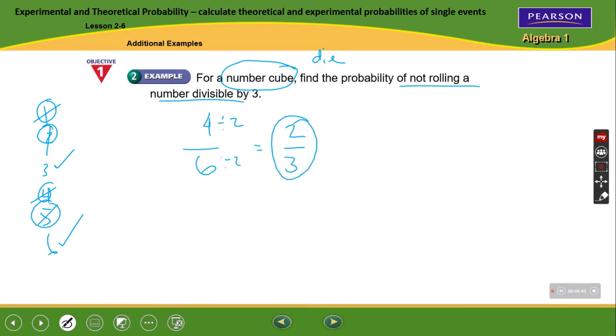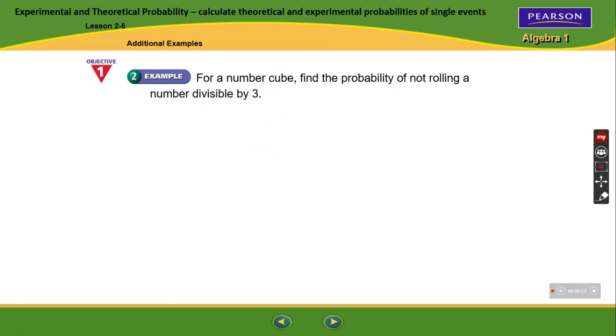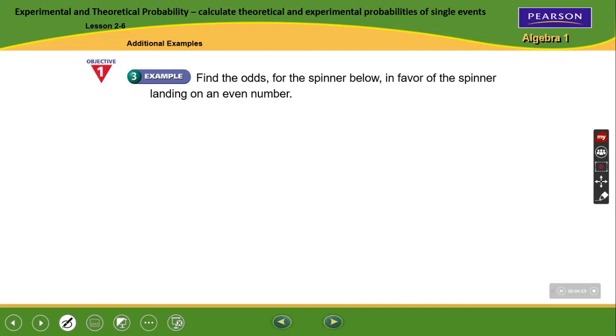The other way you could have done this one is you could have found the probability of rolling a number divisible by 3, and then basically subtracted that from all the other possibilities. But we'll leave that for another discussion.